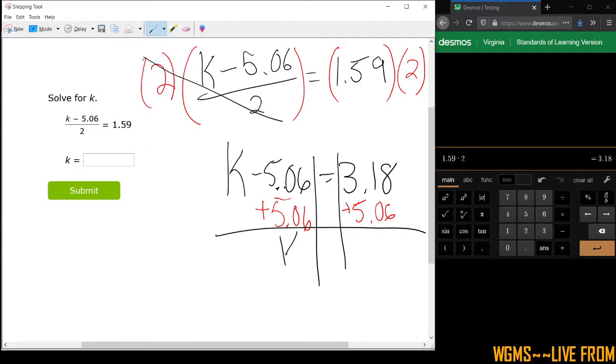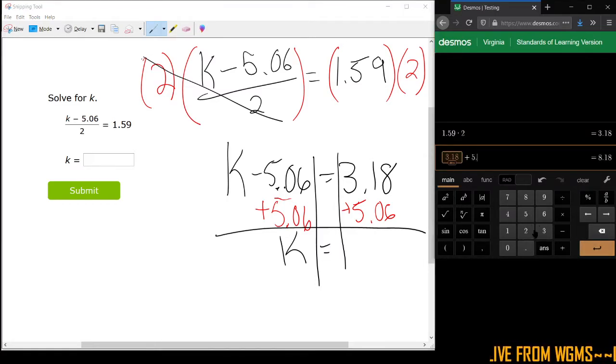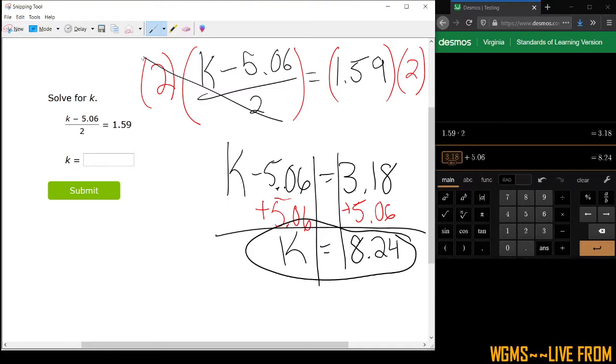And so I should have k is equal to, well, let's find out. Let's take our answer plus 5.06. So I think that k is going to be 8.24. If you want to save some time, you can actually just type in k is equal to that amount. So I'm defining what k is right there. And then I can type in my equation.